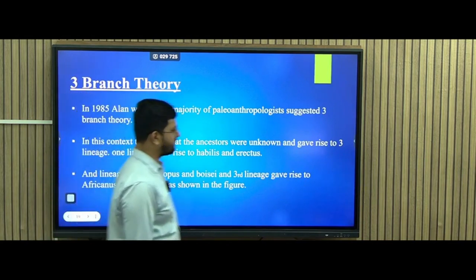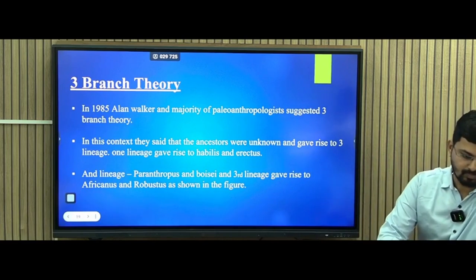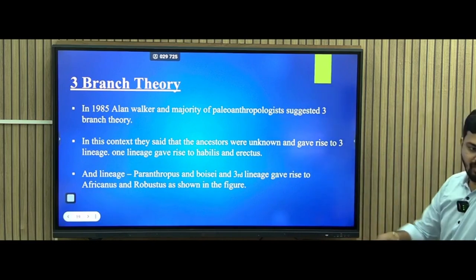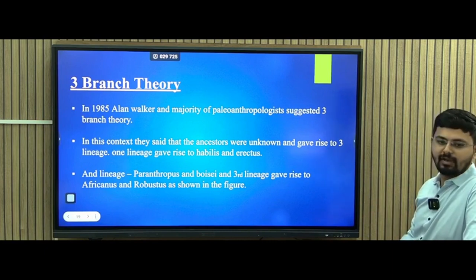Then you have the three branch theory. One of the fossils was found by Alan Walker. After finding that fossil, the three branch theory came.